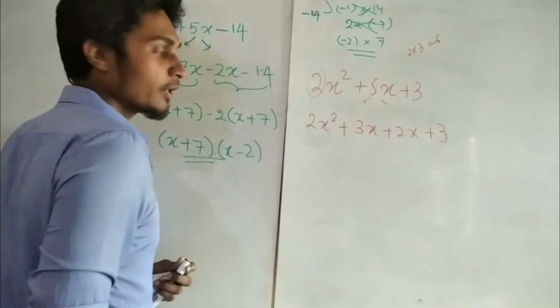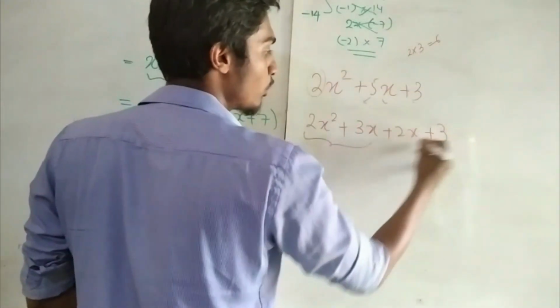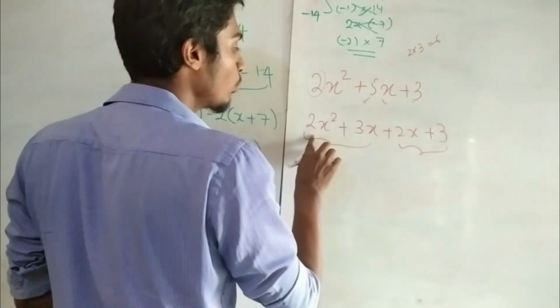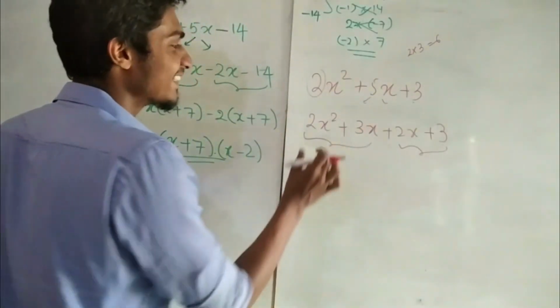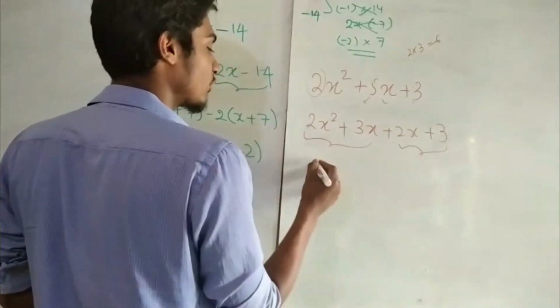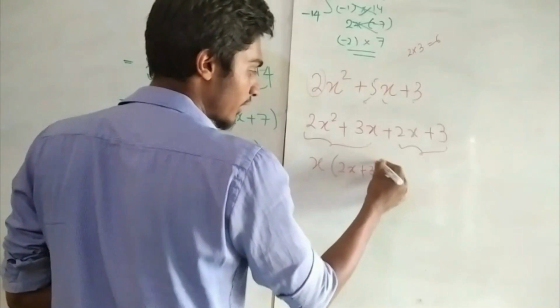You get what I'm saying? Now, 2x squared plus 3x, take them together, and 2x plus 3, take this together. Now, 2x squared plus 3x, what is common? It's x that is common, right? Take x out of the bracket. So you are having x into 2x plus 3 plus.